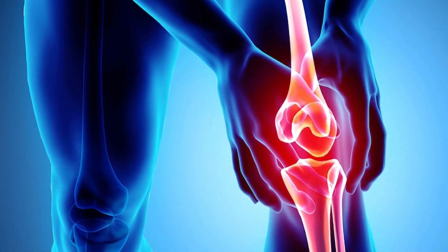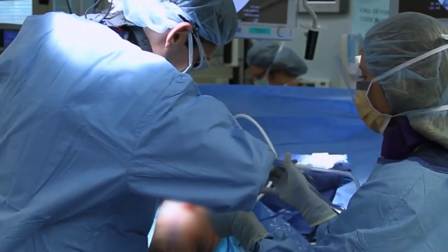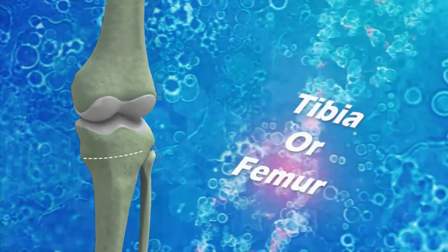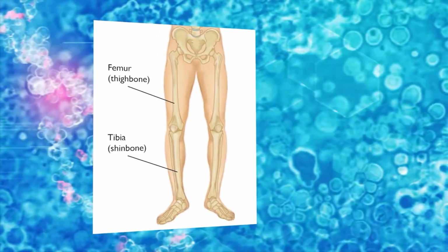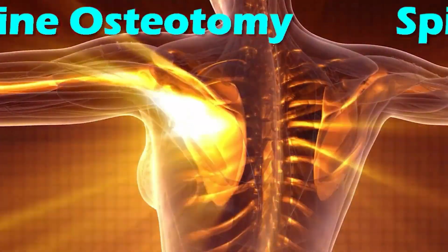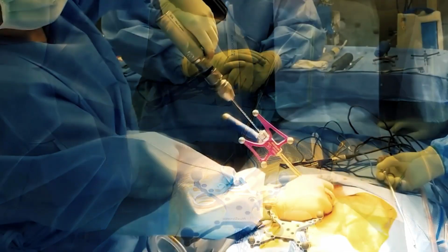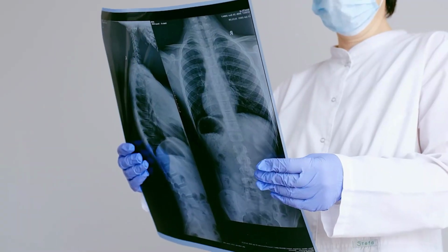can be in a lot of pain. Doctors perform knee osteotomy to normalize it. In this process, they cut or reshape the tibia or femur. Tibia and femur are the names of leg bones. Spine osteotomy. During this process, the doctor removes a wedge-shaped piece of bone from the spine and corrects the spinal alignment.